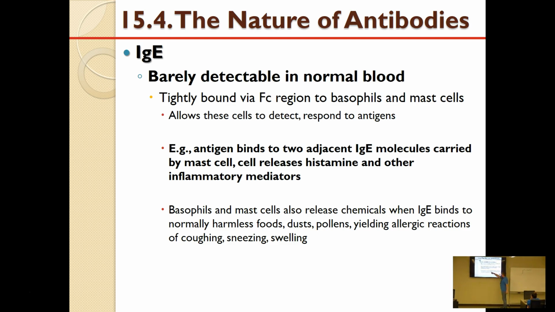So basophils and mast cells also release chemicals when IgE binds to normally harmless foods, dust, pollens, causing that allergic reaction that, again, is mainly a mistake. There's really no point to somebody having an allergic reaction to something. For me, growing up, I was allergic to green peppers. But why? There's no reason, right? It was just a mistake made by the immune system.